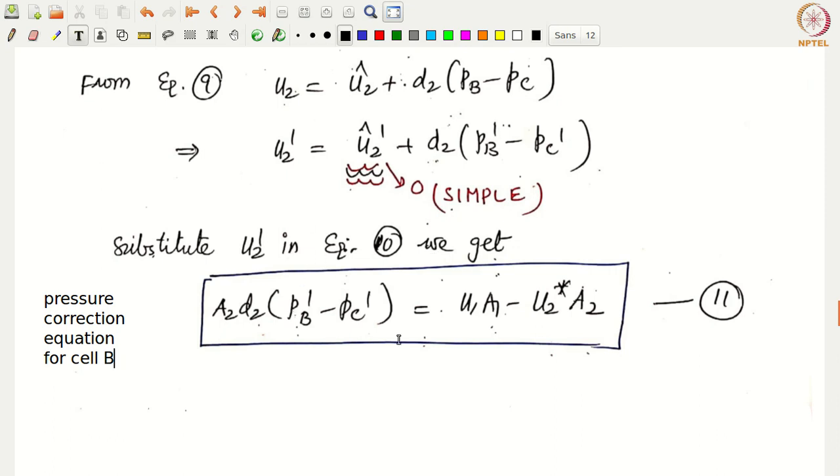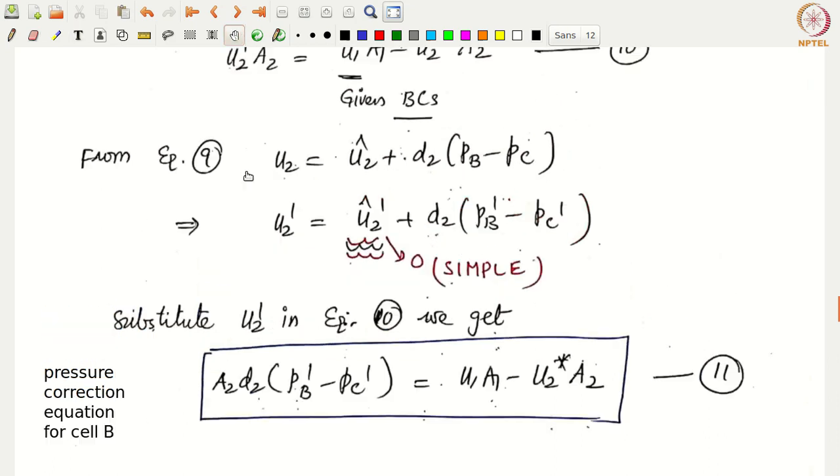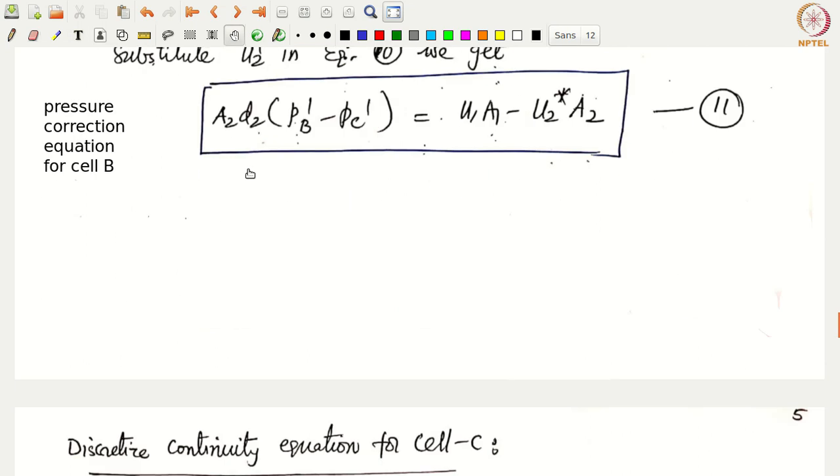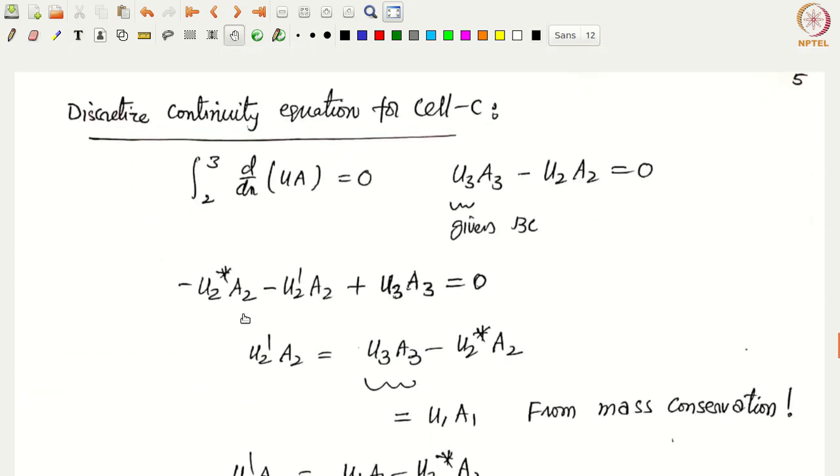Okay, so we have two pressure corrections that are unknown. We have obtained one equation. How do you get the other equation? Basically write the continuity equation for cell C, right? Because this equation we have written is for cell B. So now write an equation for cell C. Basically discretize the continuity equation for cell C. That's going to give you integral 2 to 3 d by dx of uA equals 0. This will give you u3 a3 minus u2 a2 equals 0. Again, u3 is given as a boundary condition, so it cannot be split into star and prime quantities, whereas u2 can be split.